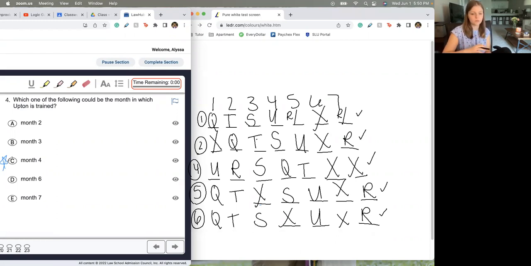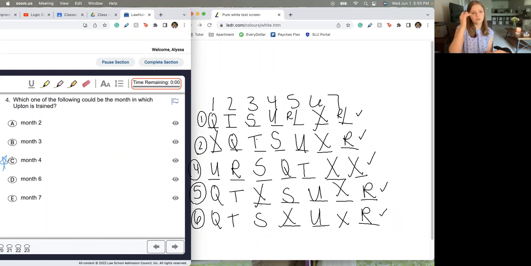Did you misinterpret a rule? Did you forget to make a world? Because you should come to one correct answer choice every single time. So talking about this question, which one could be the months in which you could be trained? Given that we only have 5 worlds, you could predict your answer choice in this one if you wanted to.